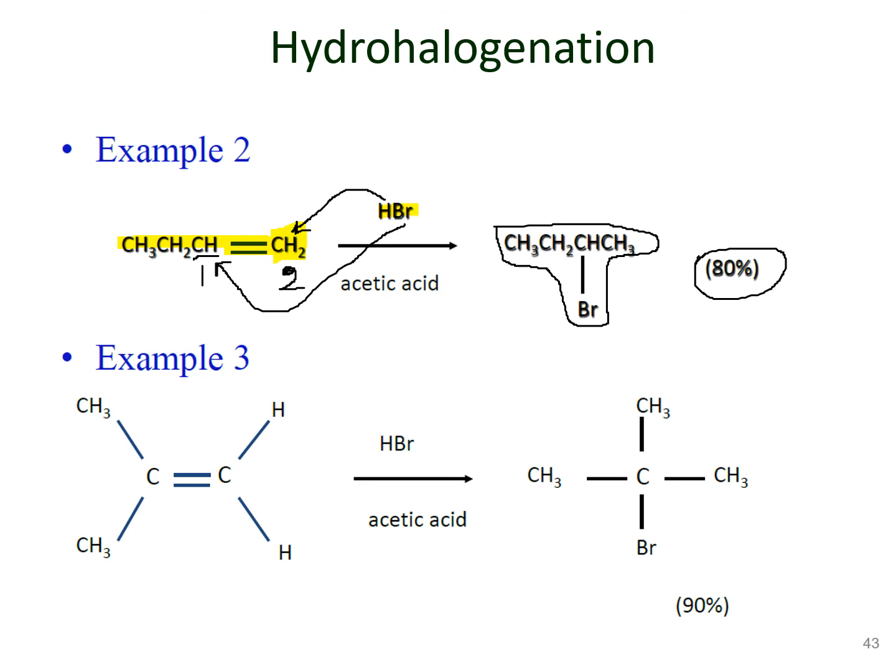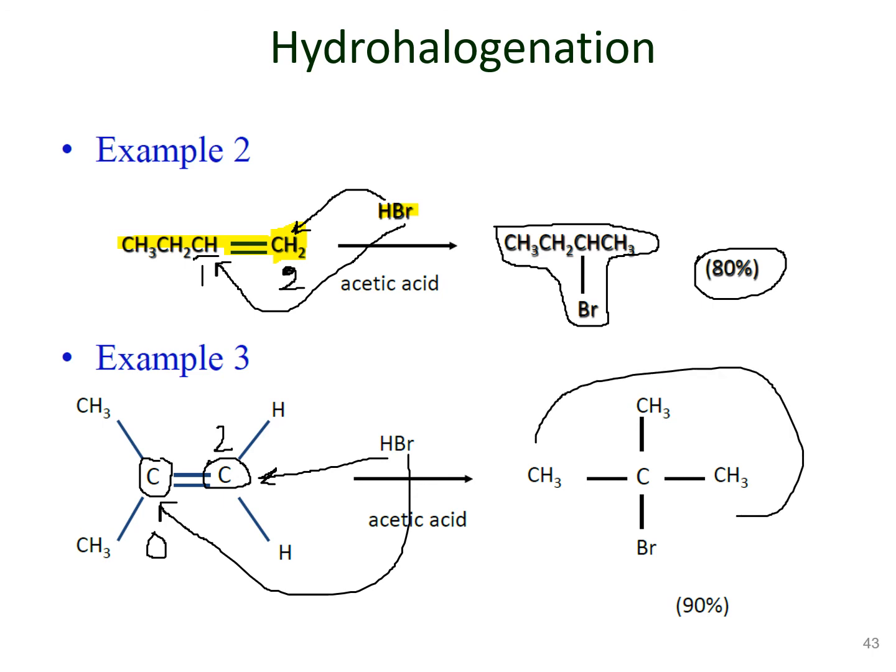Same thing for the second reaction as well. In this case, the left carbon has no hydrogen on it, so this is the one with fewer hydrogens, and this one has two hydrogens attached. According to Markovnikov's rule, the hydrogen will go to this carbon, and the bromine atom will go to the left carbon, and this will result in the product shown here. And this will happen, as I said earlier, 90% of the time. In the remaining 10%, the opposite will happen.